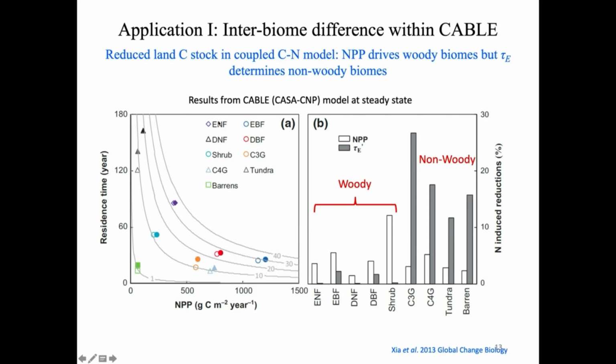Because the CABLE model can open or close the carbon-nitrogen coupling, we also studied how incorporation of the nitrogen cycle can affect the carbon cycle model. The right panel clearly shows that the CABLE model simulates lower NPP in woody biomes, but shorter carbon residence time for non-woody biomes when the nitrogen cycle is implemented into the carbon cycle model.